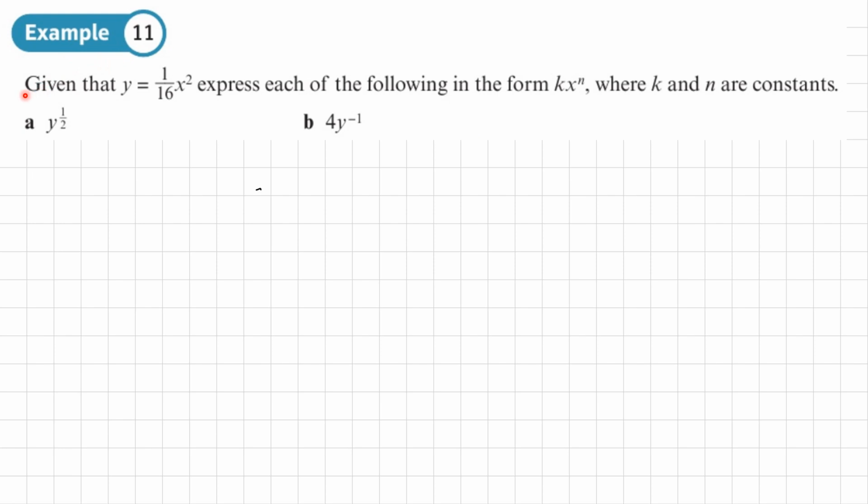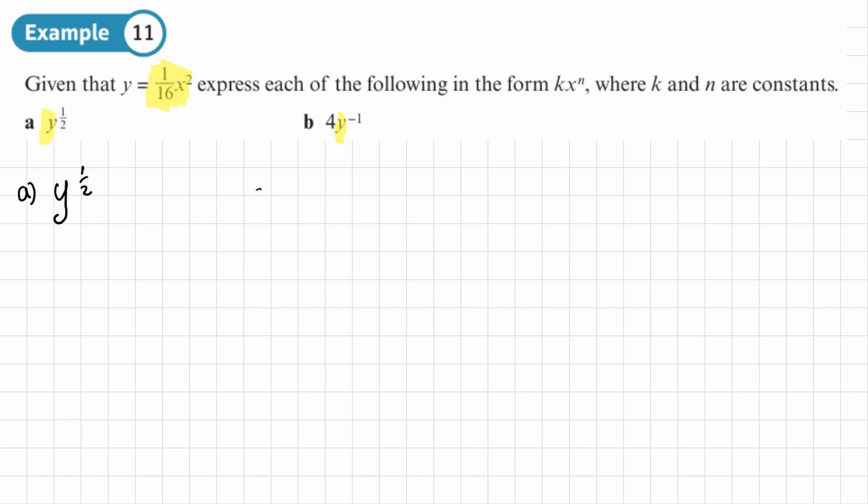Example 11. Given that y is equal to 1 over 16x squared, express each of the following in the form k x to the power n, where k and n are constants. So all we need to do with each one of these is replace y with 1 over 16x squared. So I'll just highlight those bits. So y in both of these is going to get replaced with 1 over 16x squared. Then we use the rules of indices to simplify.